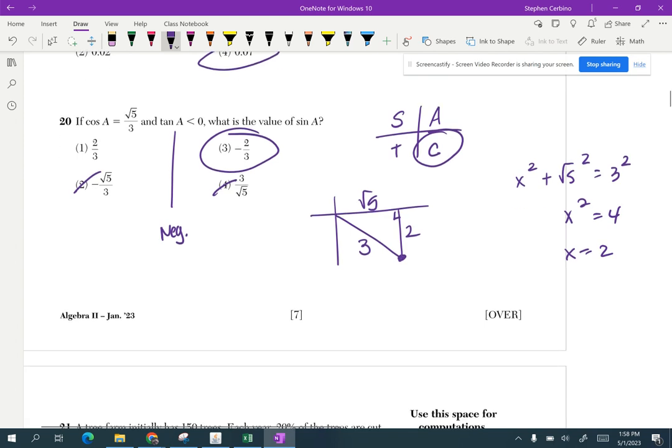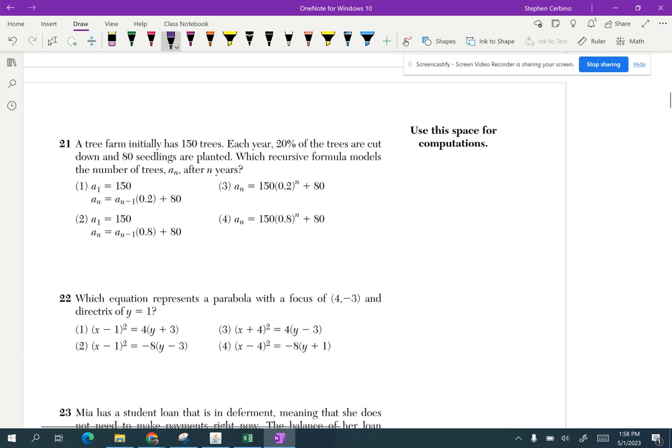Okay, so the next one gives us a scenario which can generate a pattern. So it says that the family of trees starts with 150, and each year it decreases by 20. So if I'm decreasing by 20%, right, my rate is going to be 0.80. That's going to be my ratio. That's what I'm going to multiply each term by to make the next term. I'm going to decrease by 20% by multiplying by 0.8. So right away, it can't be choice 1 because that multiplies by 0.2, and it can't be choice 3 because that also multiplies by 0.2.